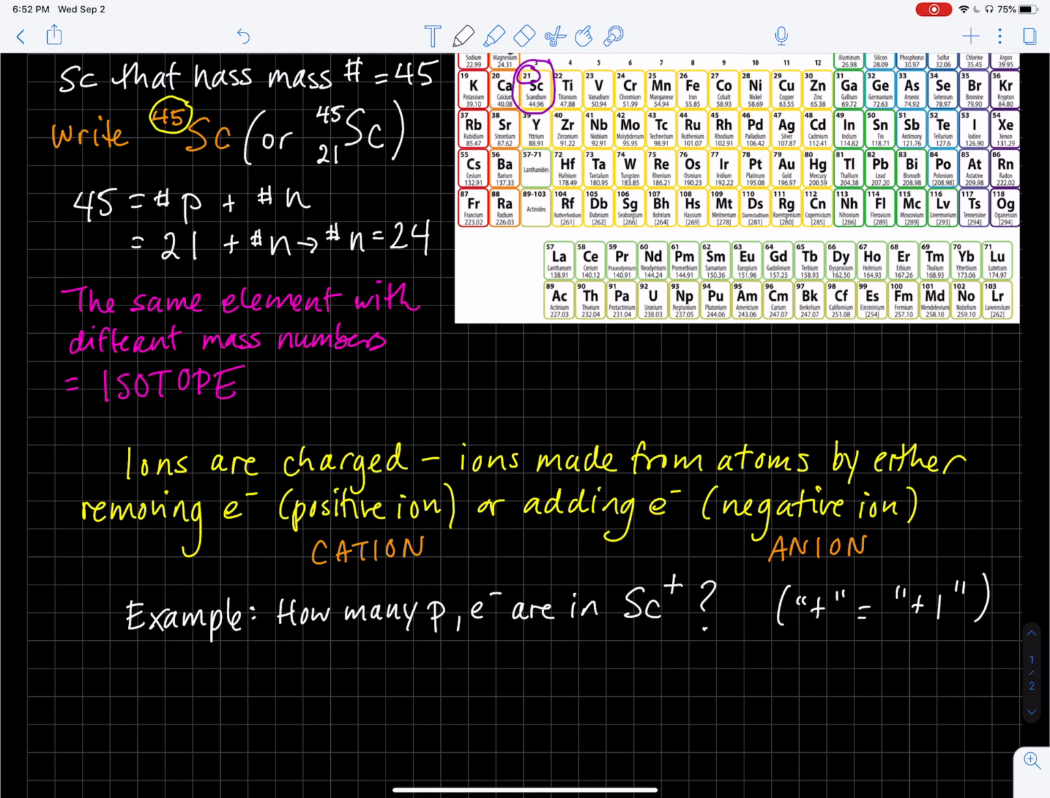So we can start with the protons. The number of protons is still 21 because it's still scandium. And as long as it's scandium, it has 21 protons. Now, this is a positive ion, so that means we removed some electrons. And to get a positive charge of 1, we remove 1 electron. So the number of electrons, I like to write my work here, it was 21 in the neutral. We took away 1, so we have 20 electrons.